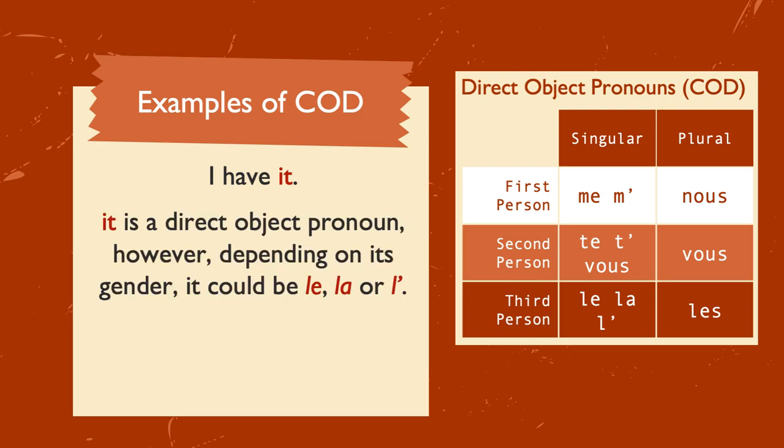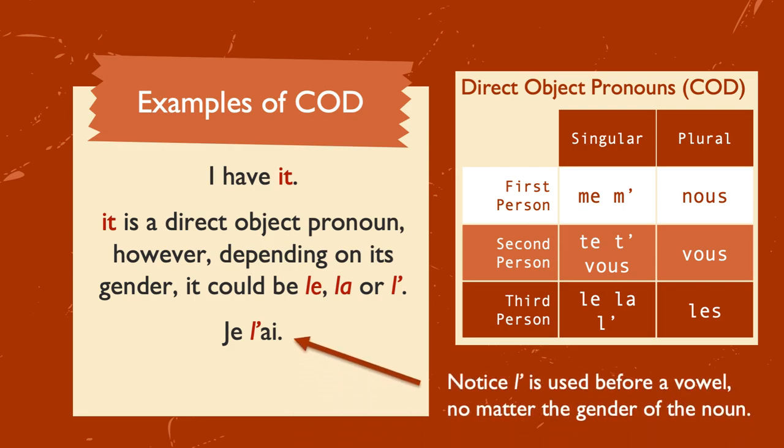I have it. It is a direct object pronoun. However, depending on its gender, it could be le, la, or l'. In this case, because it starts with a vowel, we're going to say je l'ai. Notice that l' is used before a vowel, no matter the gender of the noun.